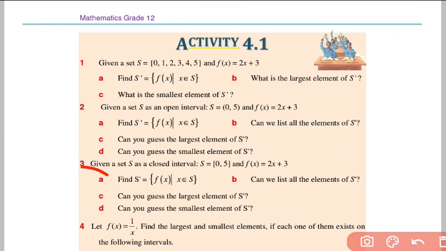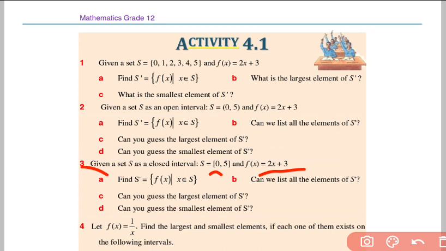Number three. Given a set S as a closed interval, and we plug in. Because zero is included, 5 is also included. We now have a bounded interval and we can list it.